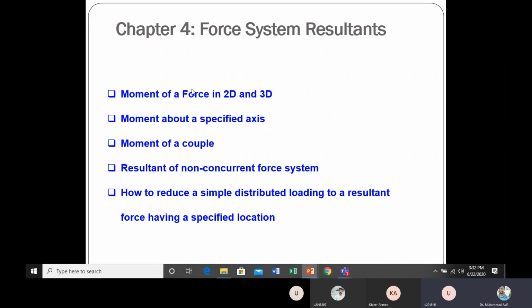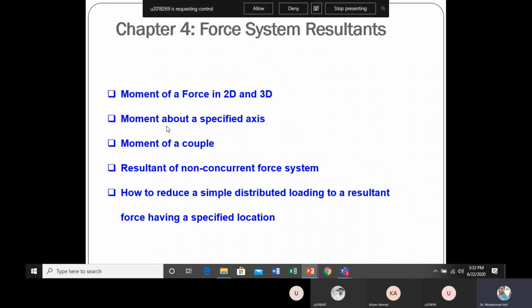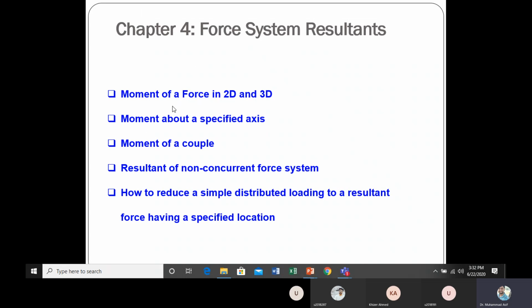Right? So these are the objectives of chapter number 4. Basically, this chapter is mainly dealing with the moment. First of all, we'll discuss the moment in 2D as well as 3D, then the moment of a couple, and then the resultant of a non-concurrent force system, and lastly, how we can reduce a simple distributed loading to a resultant force from a specified location.